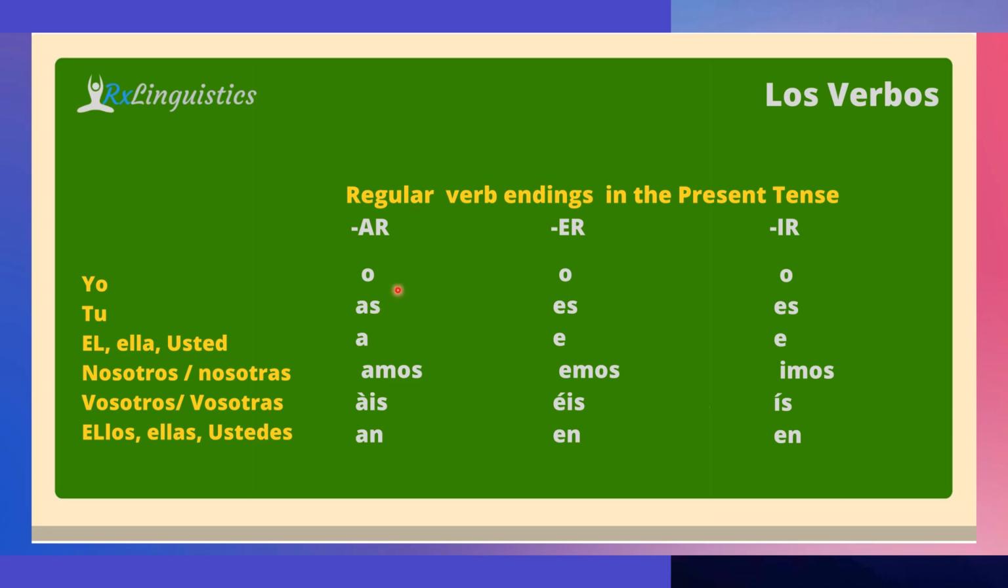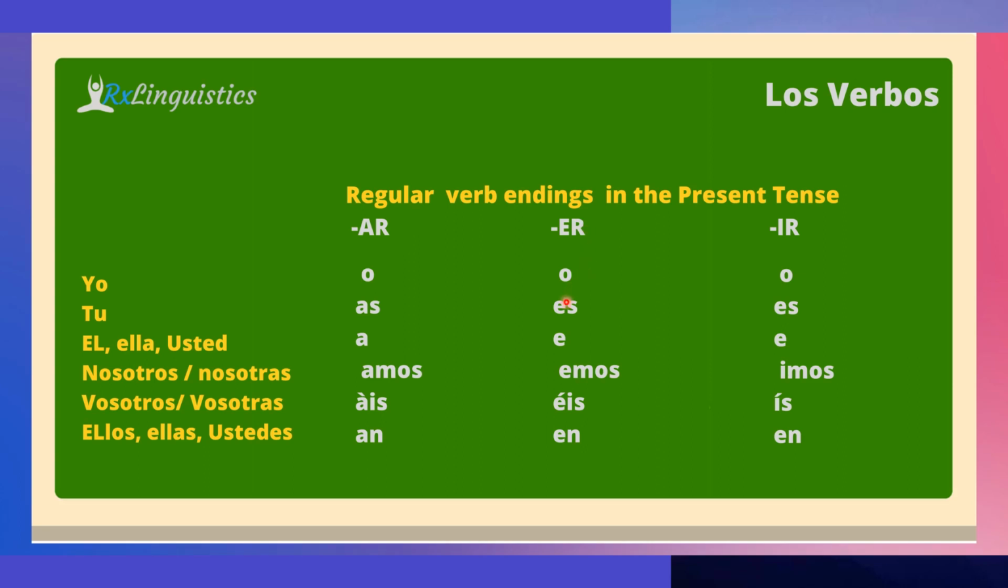Okay? Now, if it's a verb ending in AR, the tú form, which is the second person singular, is AS. So, if we're using the verb tomar, if I say yo tomo, your turn will be tú tomas, él toma, nosotros tomamos, vosotros tomáis, ellos, ellas, ustedes toman.